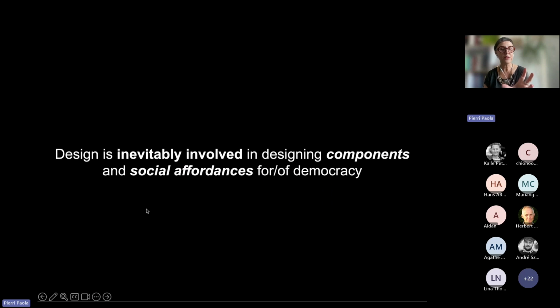So the first point that I've tried to articulate: design is inevitably involved, even when we design a public road where protests might happen later, or the interior of the parliament. We just see maybe a component of democracy, and we are involved in designing these components and social affordances for and of democracy. But as I've said before, not all these designs can be defined as democratic design. That's the point that I'm trying to make.